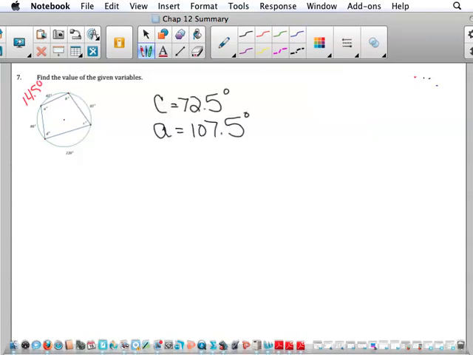I'll take a look at B. There's my inscribed angle. Here's my intercepted arc for those two. So that is an arc measure of 200 degrees. So therefore, B is equal to half that, 100 degrees. And D, remember they're supplementary, so the sum of B and D is 180. If you subtract B, which is 100, you get that D is 80 degrees.